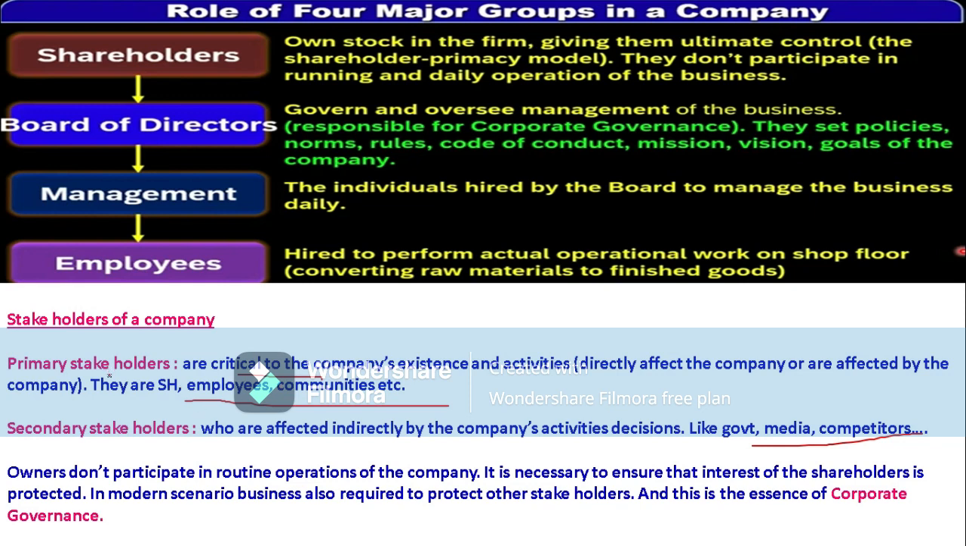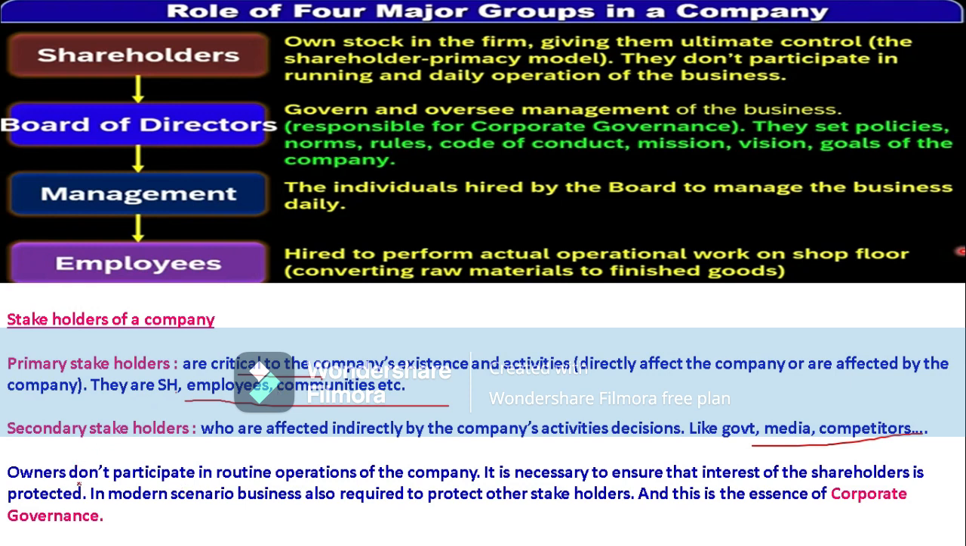Okay, likewise if we see secondary stakeholders, who are secondary stakeholders? Who are affected indirectly by the company's activities and decisions. Okay, so for example, government, media, activists or NGOs, religious groups, competitors, etc. All those come under the secondary stakeholders. So stakeholders means nothing but the people who are associated with the organization either directly or indirectly, under these primary stakeholders and secondary stakeholders.